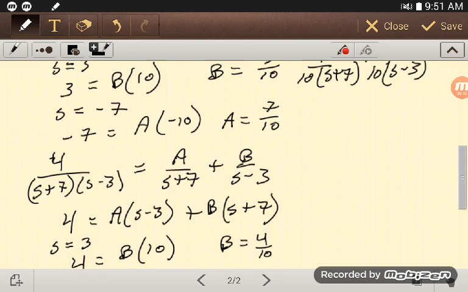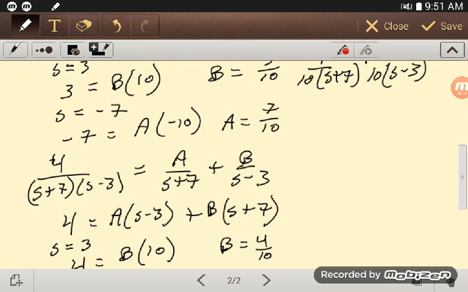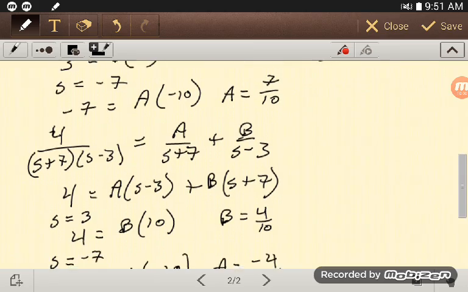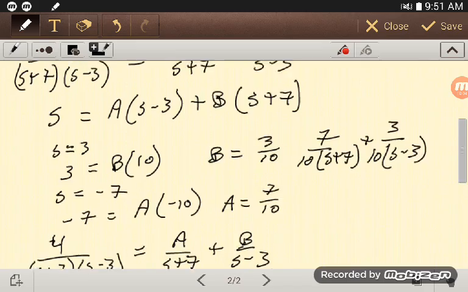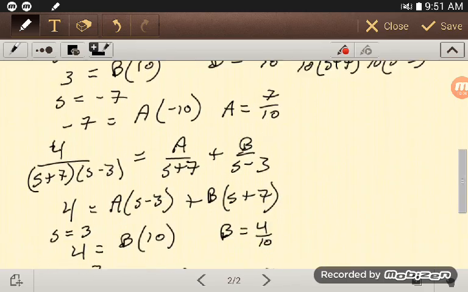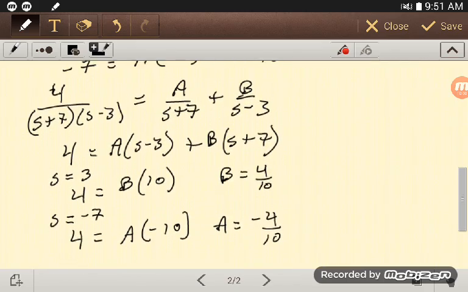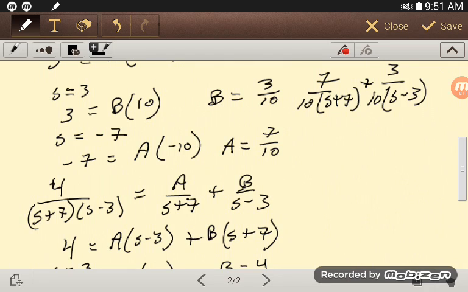So at this point, I have for that fraction, as I wrote it out here, let's see, what is that? A is -4. So I have -4 over 10 times s plus 7, and then plus 4 over 10 times s minus 3. So that was the result of those two.